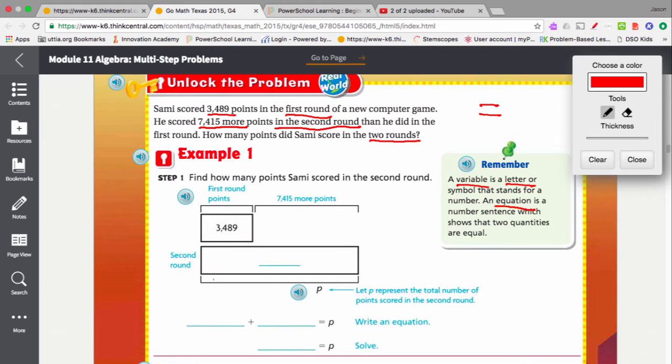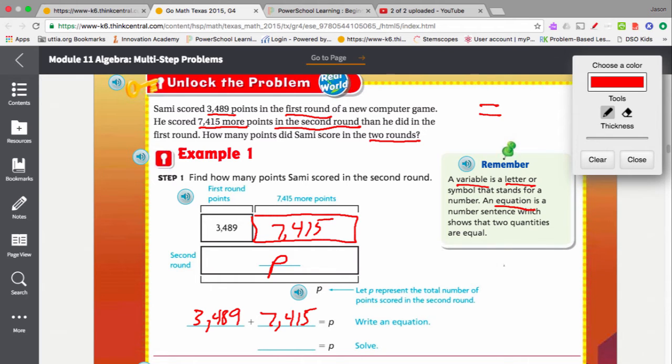So here's our strip diagram that we're going to draw. We know that the first round points are 3,489. The second round points, we can draw another rectangle like so, and it's 7,415 in addition to this number. And the answer that we get there is going to be in place of this letter P, which stands for the number of points scored in the second round. So we're going to write an equation like this: 3,489 plus 7,415 equals P.